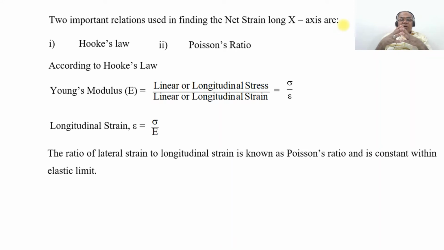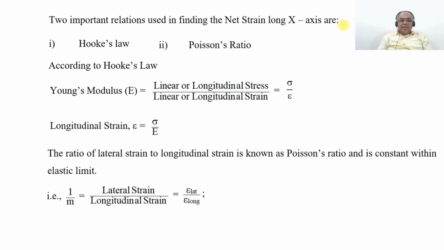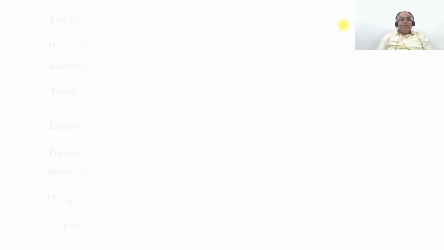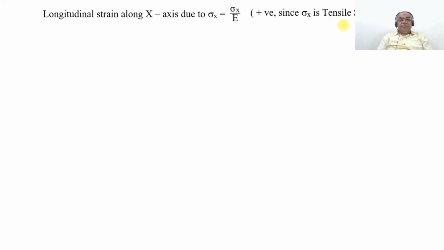When you are considering the Poisson's ratio, the ratio of lateral strain to longitudinal strain is known as Poisson's ratio. It is a constant within the elastic limit. So what is 1 by m? 1 by m is the lateral strain by the longitudinal strain, epsilon lateral by epsilon longitudinal. So epsilon lateral will be equal to 1 by m into epsilon longitudinal. The longitudinal strain along x-axis due to sigma x will be equal to sigma x by E. That is positive because it is the tensile stress.